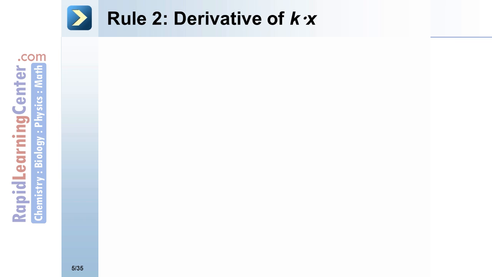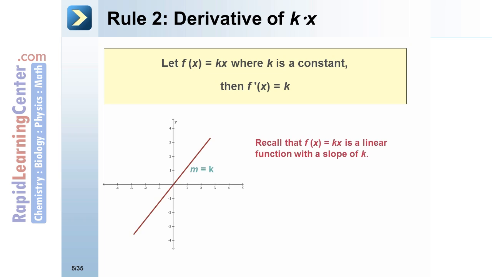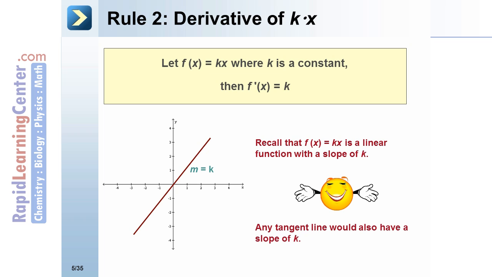Rule number 2, derivative of k times x. Let f of x equal kx, where k is a constant. Then the derivative f prime of x is equal to k. Recall that f of x equal kx is a linear function whose slope is k. Any tangent line would also have to have a slope of k.